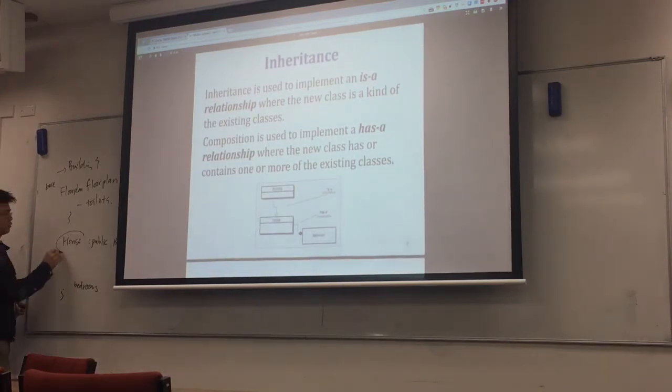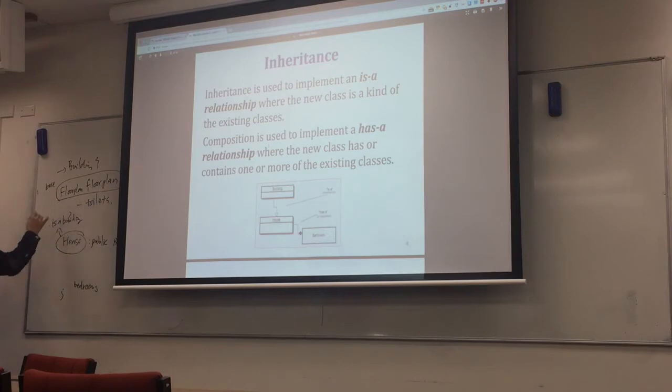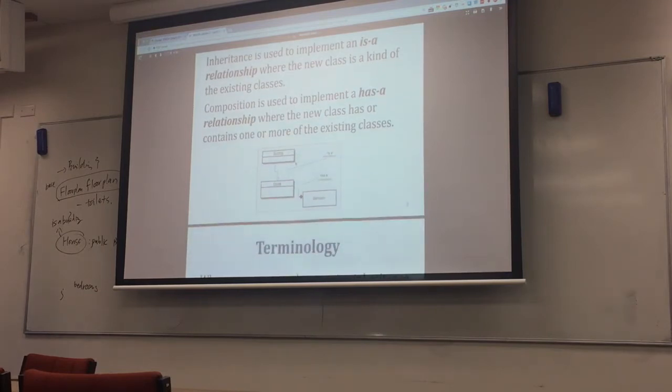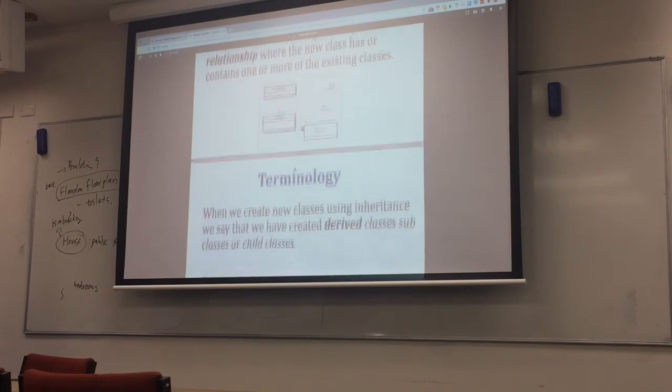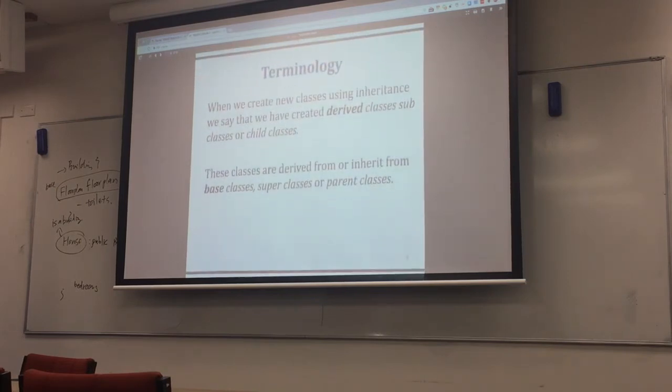Right. Now we have a house inheriting all of these variables from the building. We can say that the house is a building. Thus, it inherits all of these variables. Whereas if we have a composition relationship, then we say the building has a floor plan. So for the sake of the exam, you might want to remember these, but they're not really that important in terms of programming.